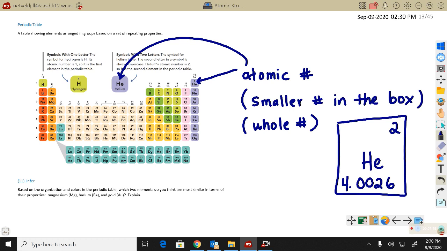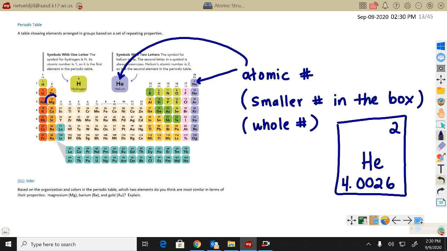Okay, cool. This periodic table has different columns and different sections colored. Some of them do, some of them don't. That is kind of nice about this one, because then when I get to question 11, I'm going to infer about the groups on the periodic table. What might those colors mean? Why are some groups different colors? Based on the organization and colors of the periodic table, which two elements do you think are most similar in terms of their properties?